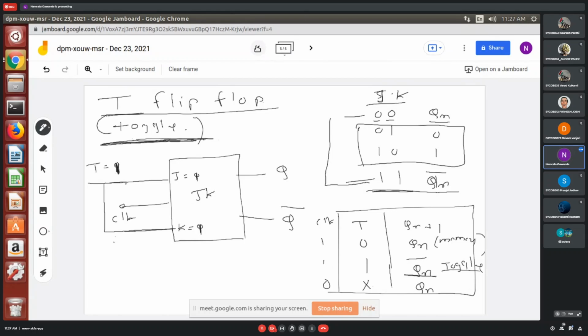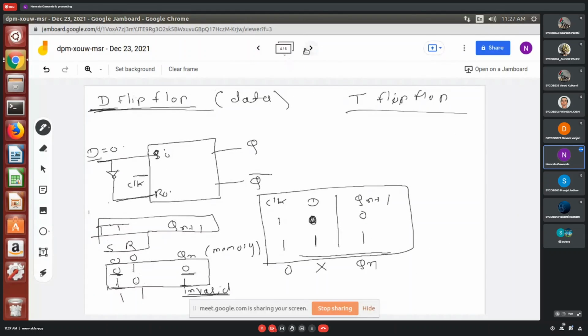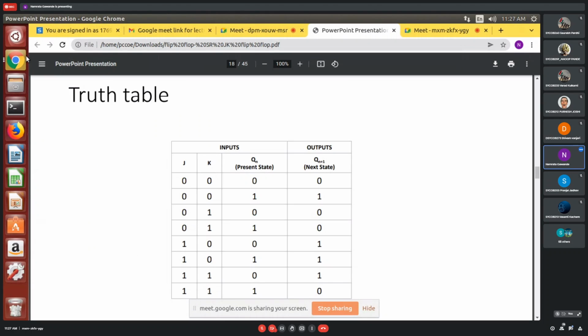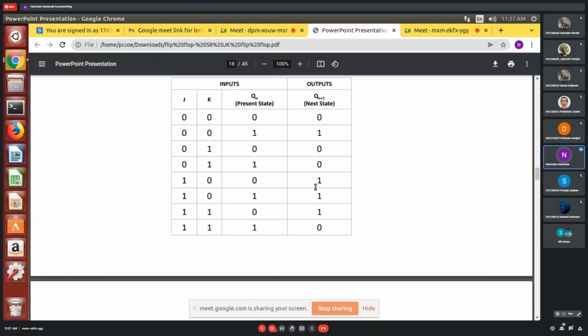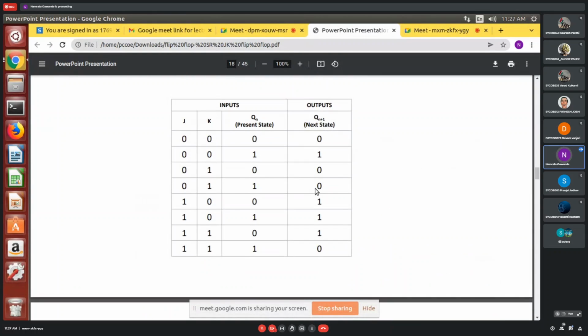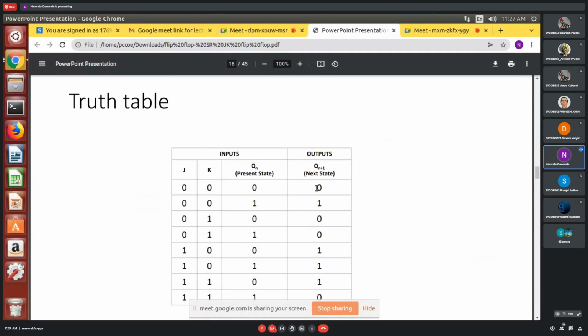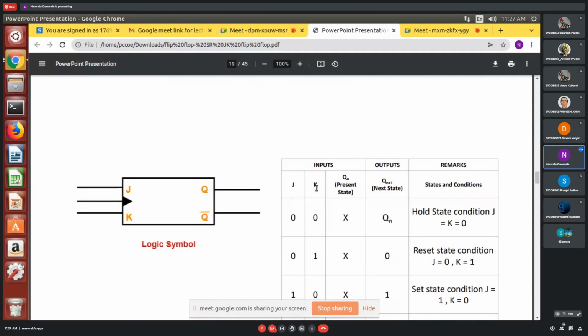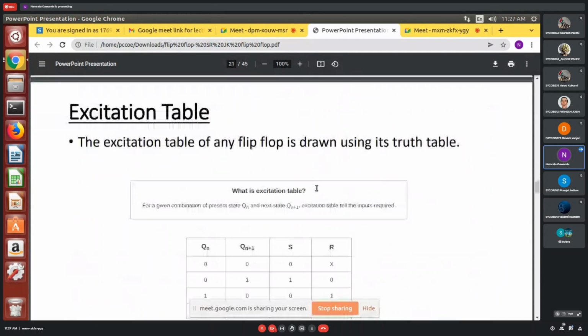So with this T and D, these are the last part of this lecture. D is the data flip-flop and T is the toggle flip-flop. For D we require the SR flip-flop and for T we require the JK flip-flop. So we'll stop here.